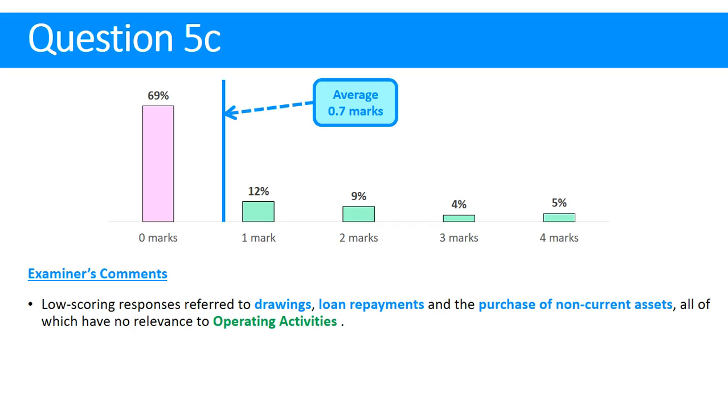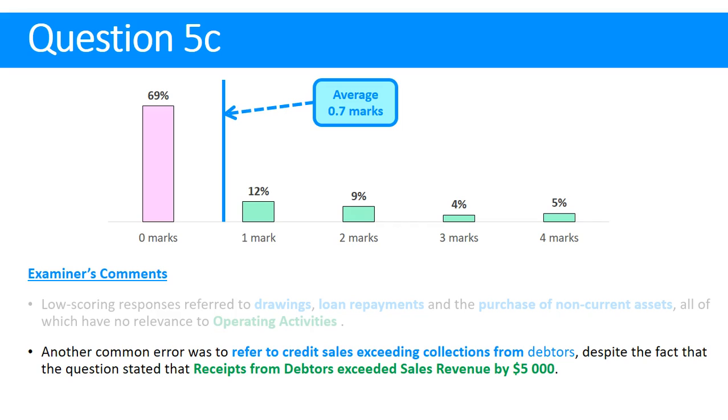Examiner's comments. Low scoring responses refer to drawings and loan repayments, etc. They are not actually operating activities, so we can't get any marks for those. Another common error was referring to credit sales being higher than collections from debtors. Now remember, the question actually contradicted that and said receipts from debtors were actually $5,000 higher. So make sure, again, we're not going to give reasons that are contradicted by the information.